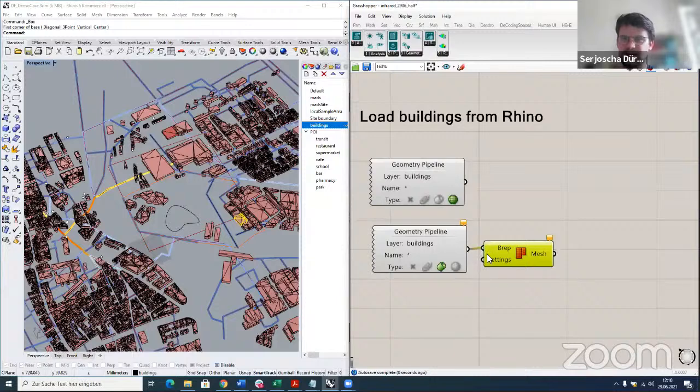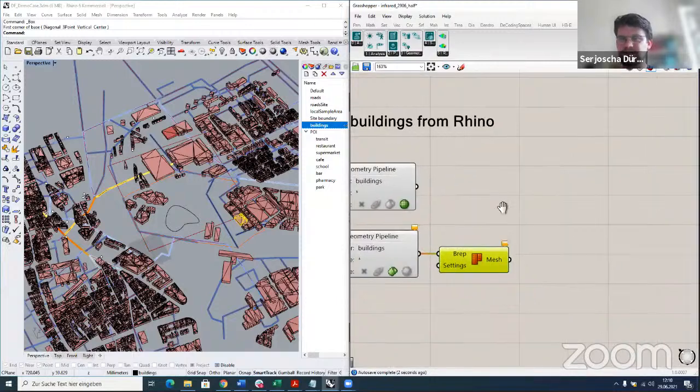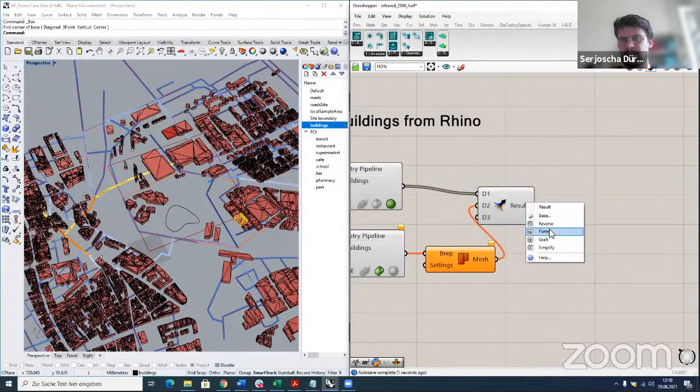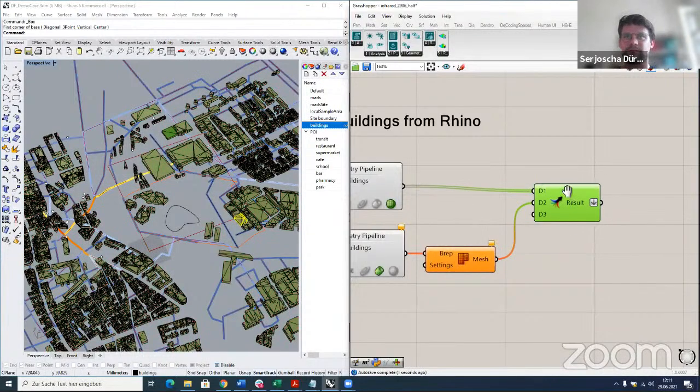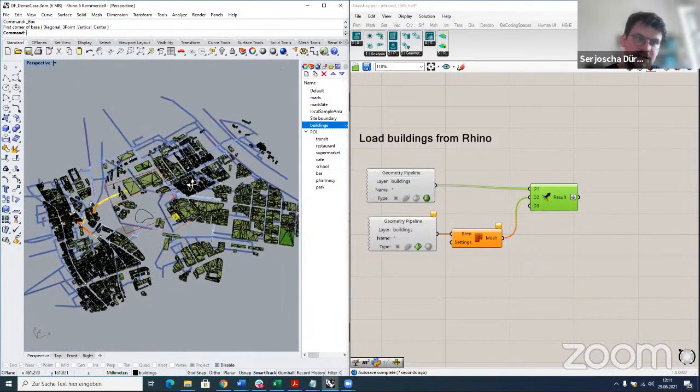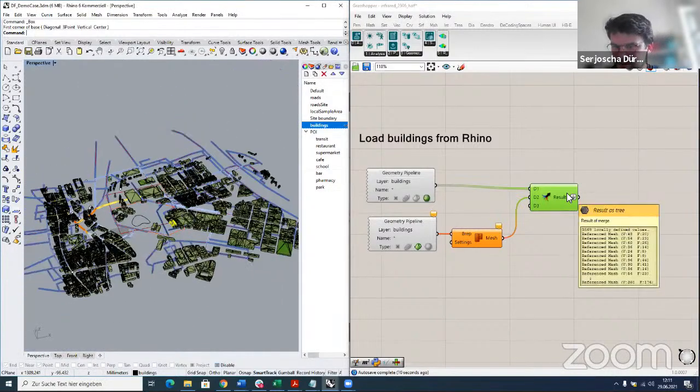So the BREPs, if I have any, I will mesh with this component, and then I can merge both streams. Otherwise, you might get a little error there. So now I have the whole context here, all the buildings. I think it's 3,500.